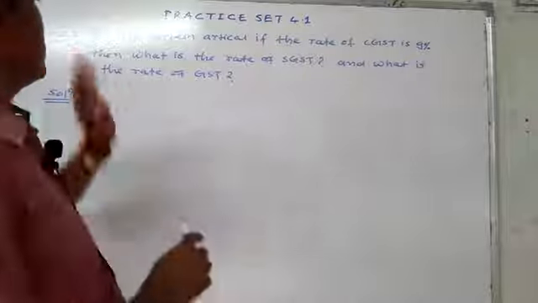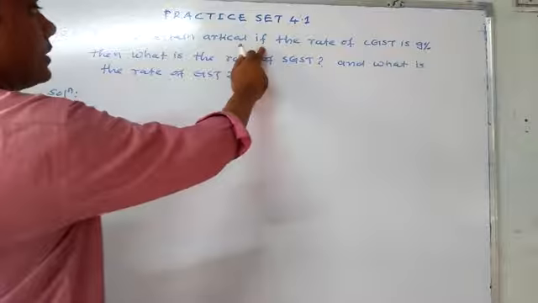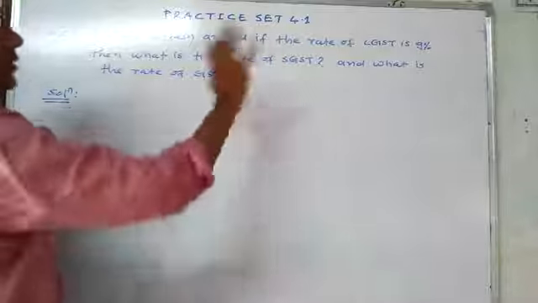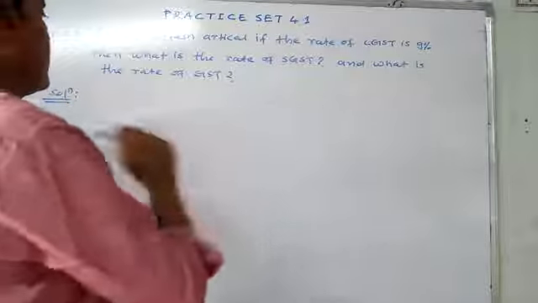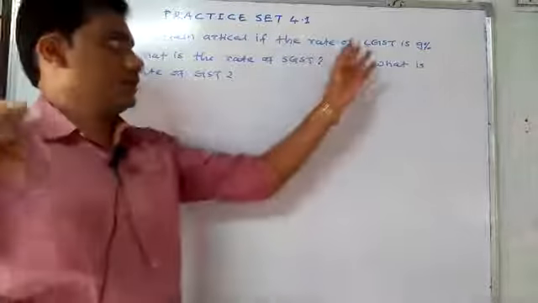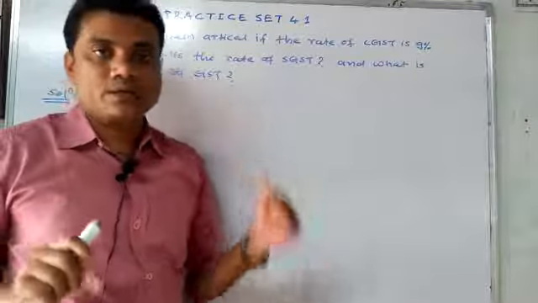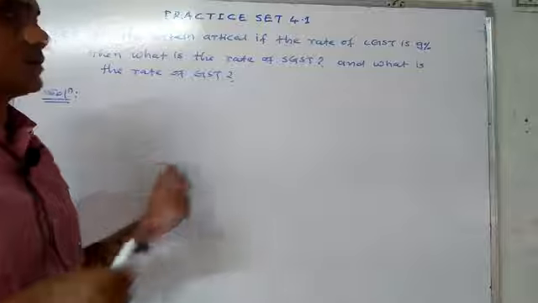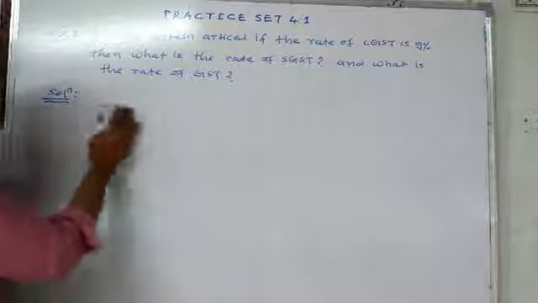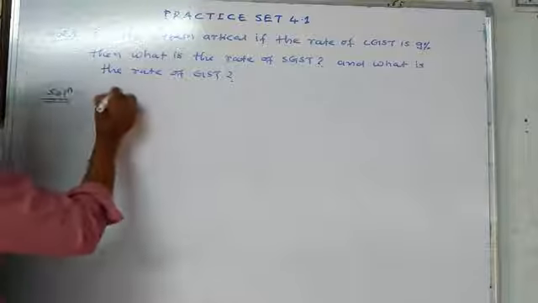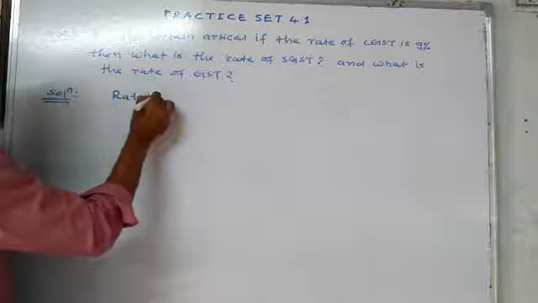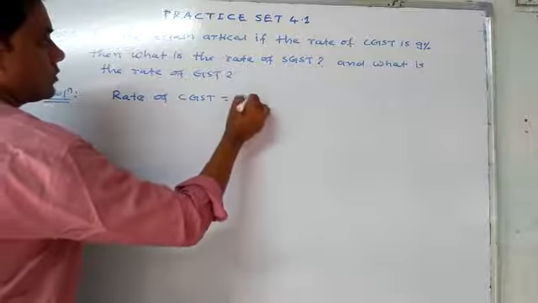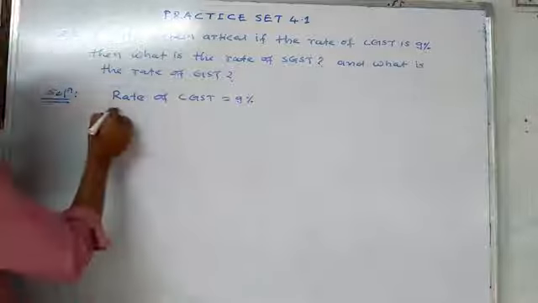Now question number 2. On a certain article, if the rate of CGST is 9%, then what is the rate of SGST and what is the rate of GST? All of you know, rate of CGST and rate of SGST are equal, and rate of GST means rate of CGST plus rate of SGST. So here rate of CGST is equal to 9%.